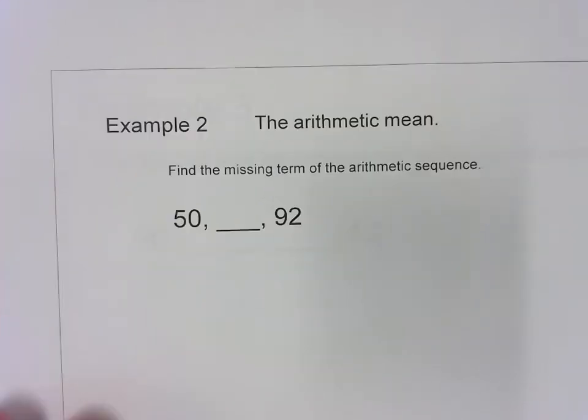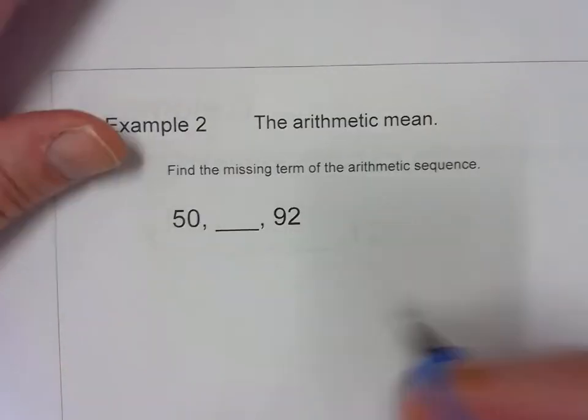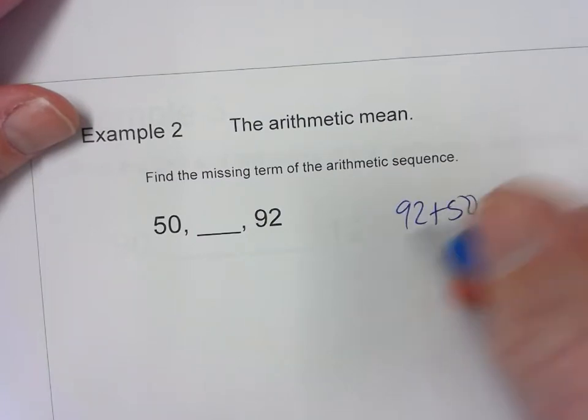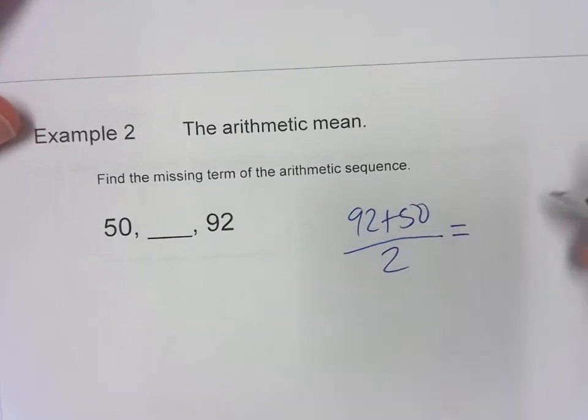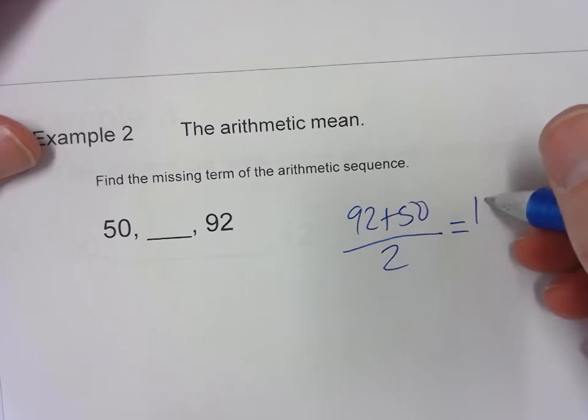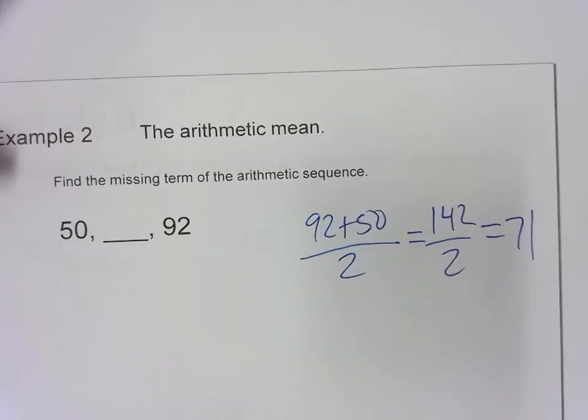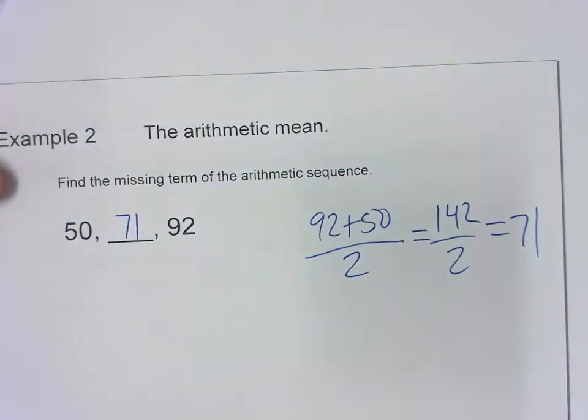Example 2, arithmetic mean. Basically, it's just an average. So we just do 92 plus 50 divided by 2, which would be 142 divided by 2, which would be 71. So it's 71. So 71 fits in here. That's the average between those numbers.